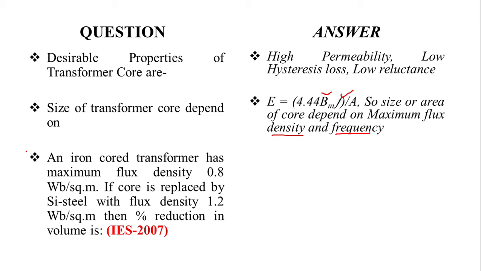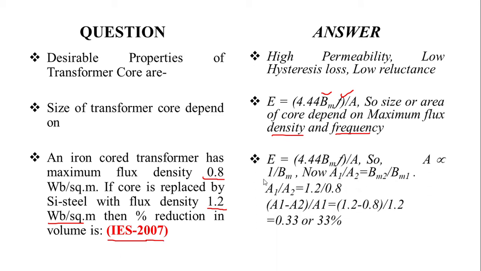Next question is an iron core transformer has maximum flux density 0.8 Weber per square meter. If core is replaced by silicon steel with flux density 1.2 Weber per square meter, then percentage reduction in volume is. This question has been asked in ES 2007 and is also based on EMF equation of transformer. So here is the EMF equation of transformer, that is E equals 4.44 BmfA.